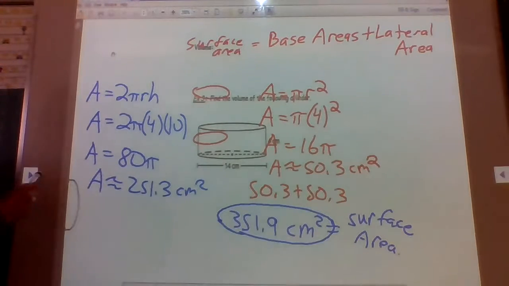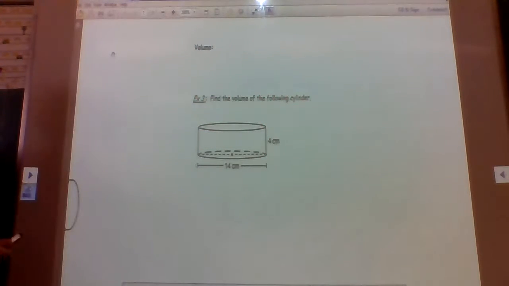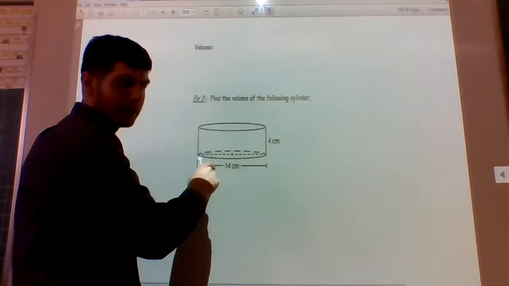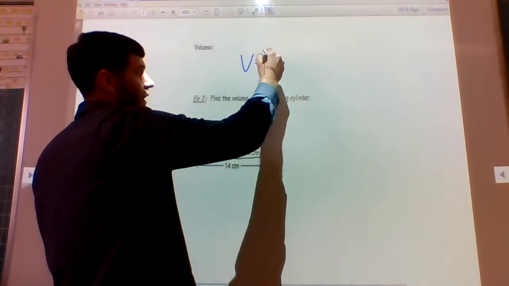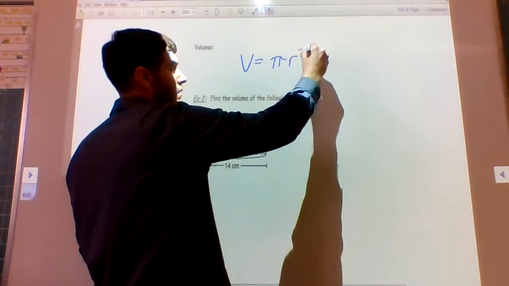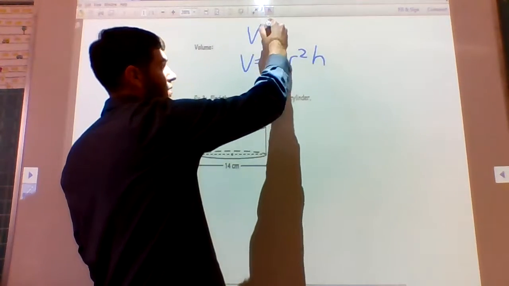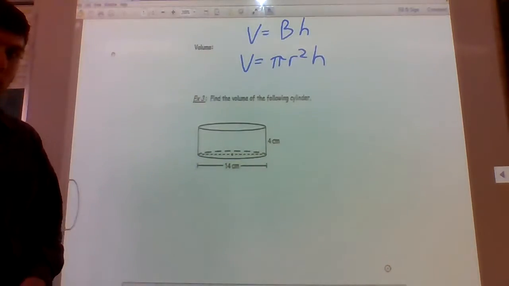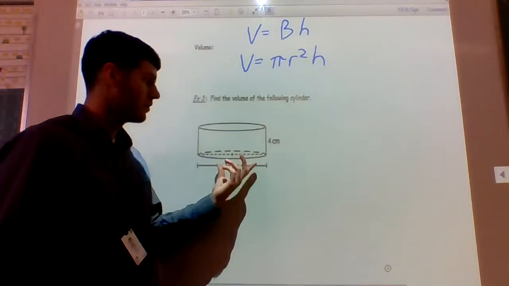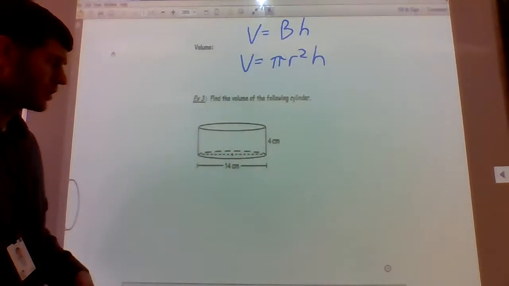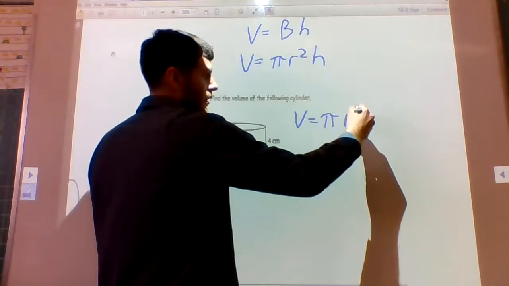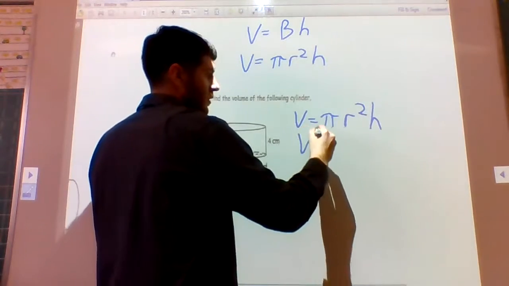Volume is just like the volume of the prisms. It's the area of the base times the height. In this case, the area of the base is pi r squared because the base is a circle. So volume is going to be pi r squared h. It's the area of the base times the height, just like the prism, but the area of the base of a cylinder is pi r squared. So in our example here, we use our formula for volume, pi r squared h.